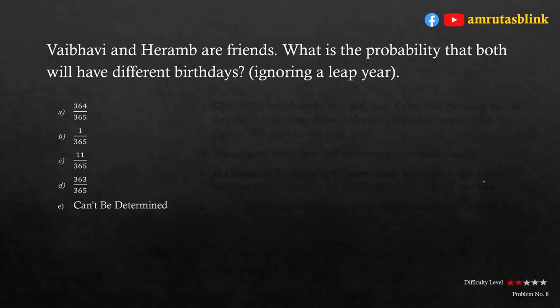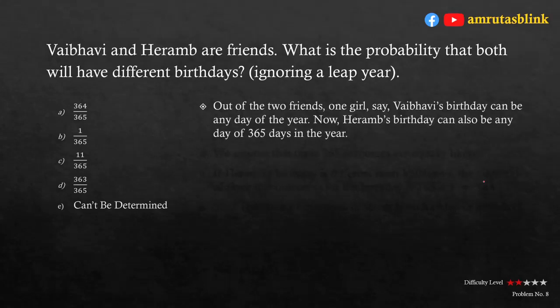Now, this problem seems to be simple, but at the same time we need to understand what is exactly asked in the question. And one more thing is, ignoring a leap year, this information is also equally important. Let's say there are two friends, Vaibhavi and Heram. Now, out of two friends, let's say Vaibhavi's birthday is on any particular day of the year.